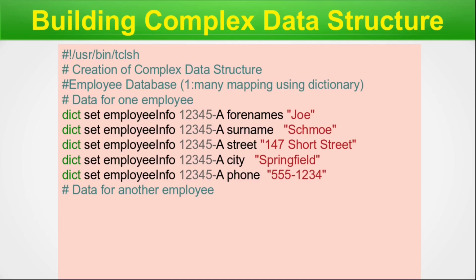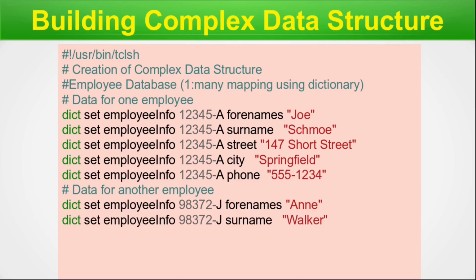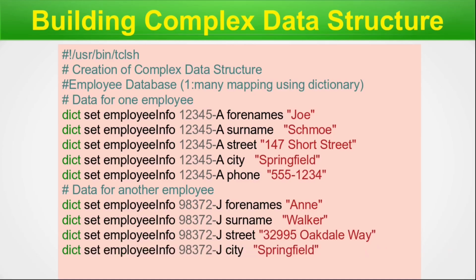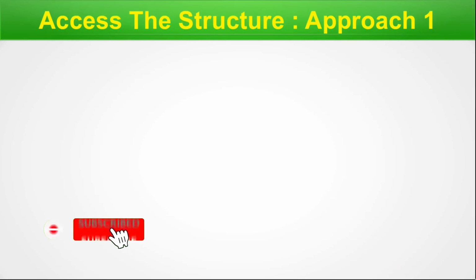And we are making a database for another employee here. In the same way, we do dict set employee info, and we are giving a particular key here, which is 98372-J, and the forename is Annie. Okay, so like that, second we define the surname, we define the street, we define the city, and we define the phone. So here another employee record is created. So there are two employees in the database, which is a complex data structure. This is how we have defined it.